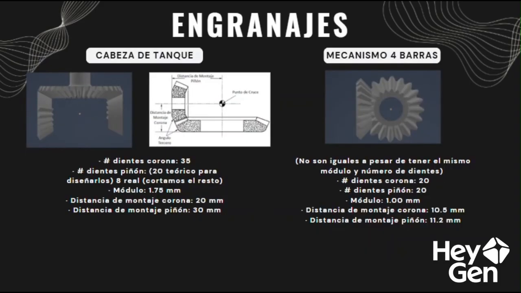Gear train. For the rotation of the tank's turret, we use bevel gears to transmit motion between perpendicular axes. The design parameters are a crown gear with 35 teeth and a pinion that was theoretically designed with 20 teeth but was modified to 8 effective teeth by cutting in order to limit the rotation range. We used a module of 1.75 millimeters. It's critical to mention the mounting distance, 20 millimeters for the crown gear and 30 millimeters for the pinion. These were calculated to ensure the exact crossing point and to prevent jamming.